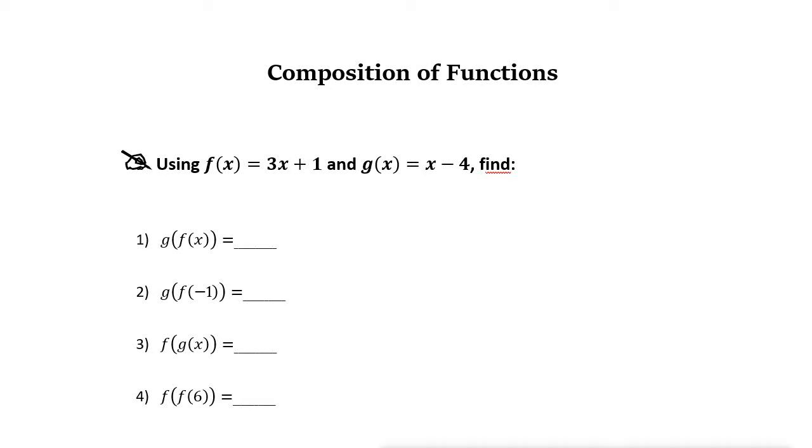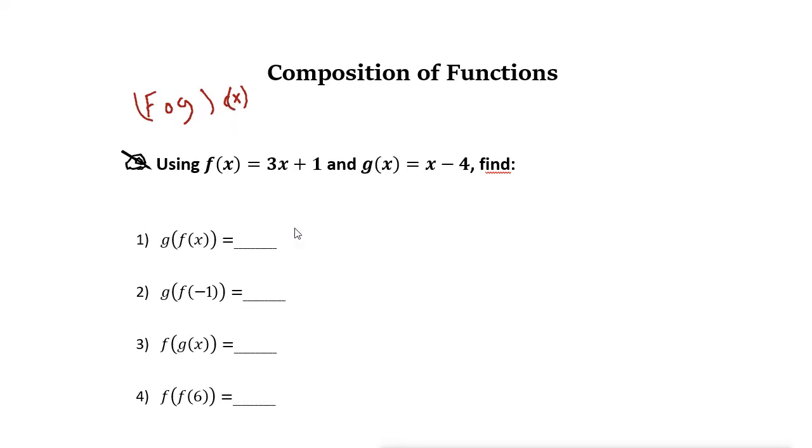Composition of functions. Composition of functions simply means combining two or more functions in a way where the output from one function becomes the input for the next function. The notation used for composition is this. We can use f of g of x, for example, if the variable is x. f of g is f composed with g of x.